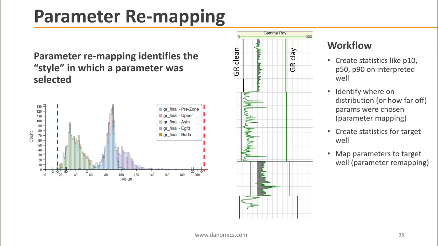A third way to handle this is parameter remapping. The workflow for this is you generate a bunch of statistics. You identify where on that statistical distribution the parameters have been picked, and that's what we call mapping the parameter to the distribution. And then we remap that to other wells.